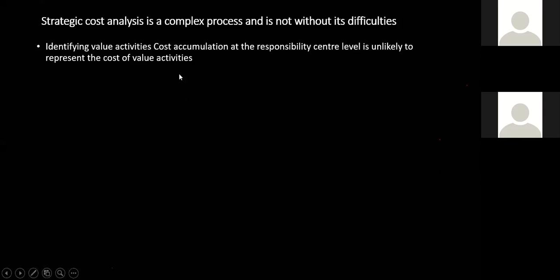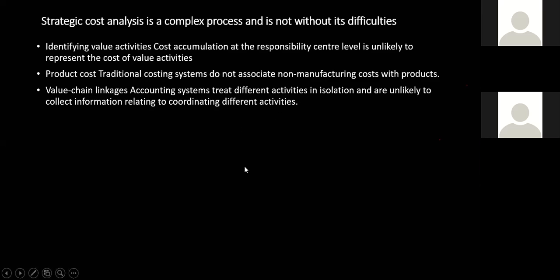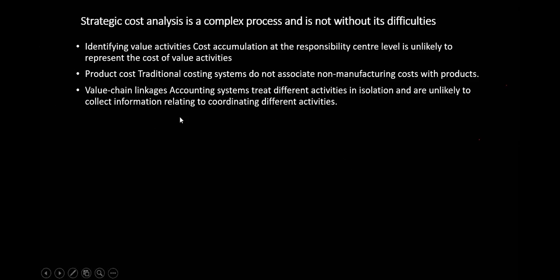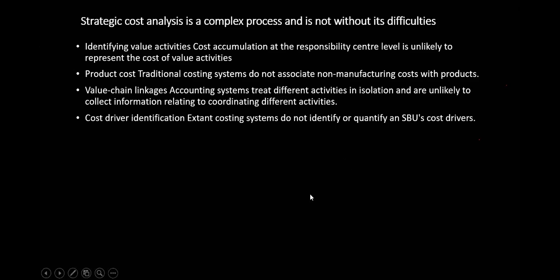Identifying value activities: cost accumulation at the responsibility center level. Product cost: traditional cost systems do not associate non-manufacturing cost with products. Value chain linkage: accounting systems that treat different activities in isolation are unlikely to collect information in a coordinated way. Then cost driver identification: existing costing systems do not identify cost drivers.